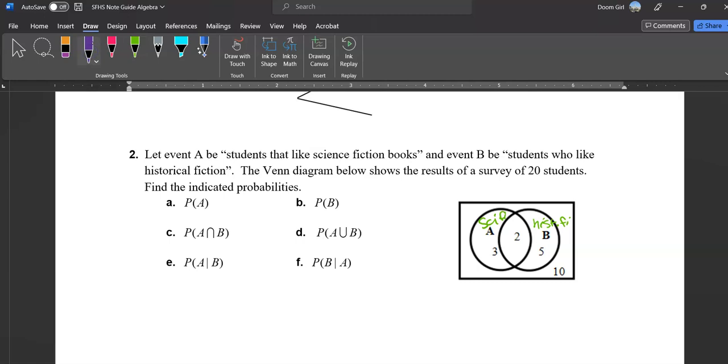And so we're going to start with a super basic probability of picking someone who likes science fiction. So probability of A. Well, A has 3 people, and we already know that the total is 20. So the probability of picking A is 3 out of 20. What is that as a decimal? No clue right off the top of my head. We're going to calculate that. It is 0.15. Ta-da!